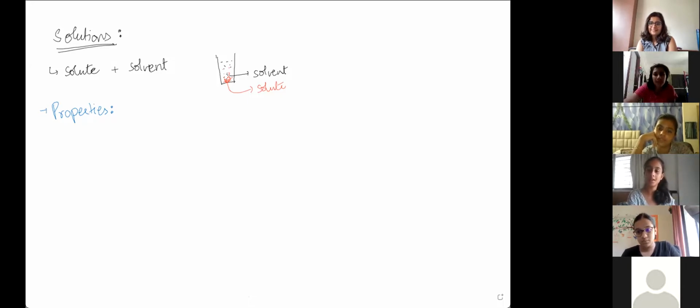Semi-solid. Semi-solid is not a state of matter, na? So you find solid particles also, liquid particles also. So there are multiple phases there. That you won't find with a solution. So that way you won't have any doubts. It'll be either a solid or a liquid or a gas. There's no semi thing. So single phase. Yeah. Next.